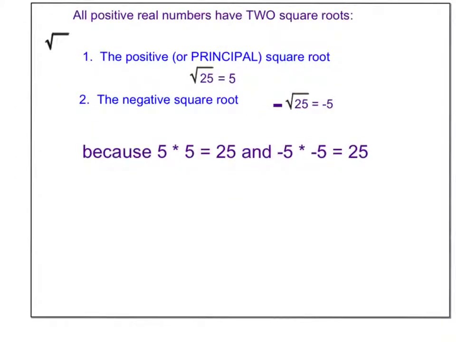We have learned in the past that all positive real numbers have two square roots. The principal square root, which is the positive one. So if there isn't a symbol in front of it, then it's the positive. Just like if there's not a symbol in front of the number, then we assume it's a positive. So the positive square root or principal square root of 25 is 5. And the negative square root, if you're taking the negative square root, there'll be a negative in front of it, and it's negative 5. And the reason this is true is because 5 times 5 is 25, and negative 5 times negative 5 is also 25.